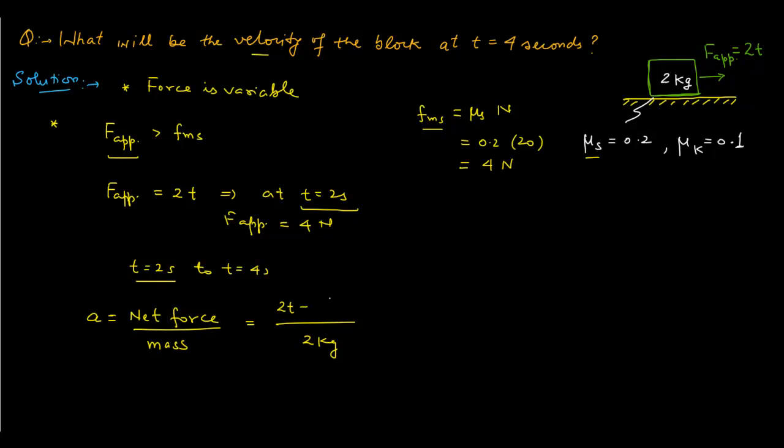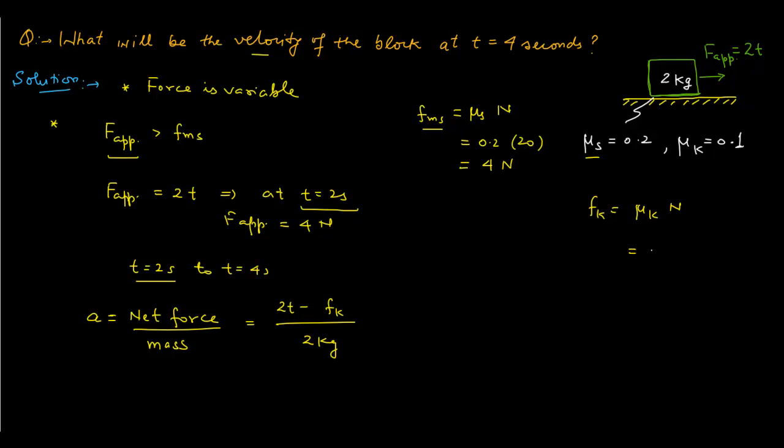No, you will not write FMS, because when the block comes in motion, the force that will act between this block and the surface is the force of kinetic friction. Clear? FMS is just a parameter which decides whether the block will move or not due to the application of the applied force. But once the object comes in motion, the friction that comes into play is the force of kinetic friction. So Fk is equal to mu k into N.